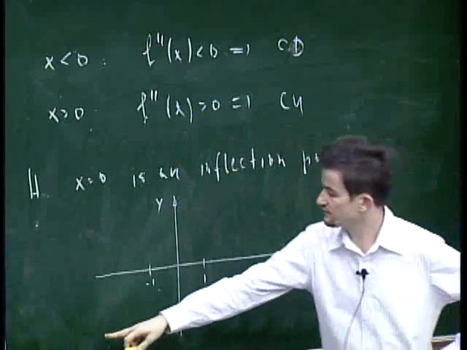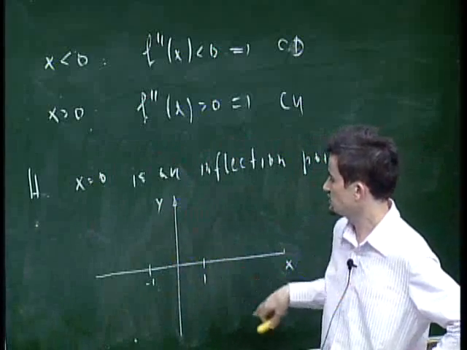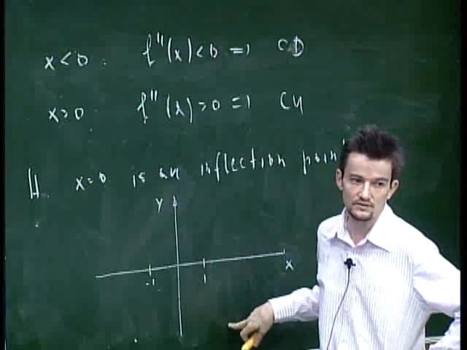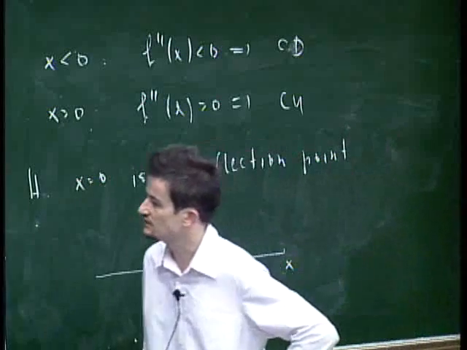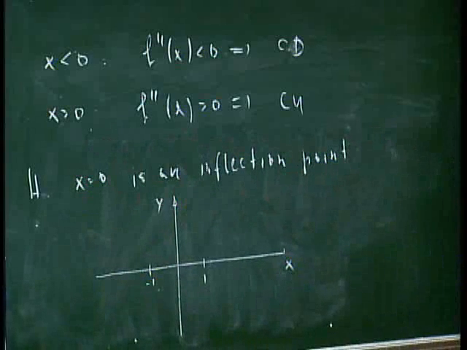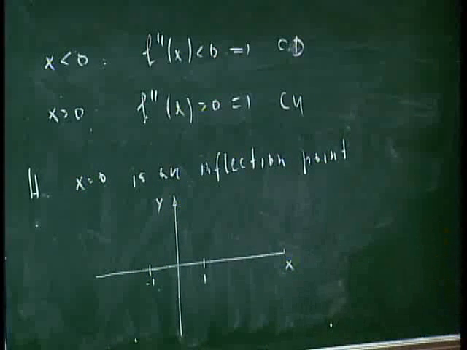And we know that here the function is increasing, and here the function is decreasing. Okay, and we know that the function changes at x equal to 0 the concavity behavior from being concave downward to concave upward. As you see from this information, this will be enough in order to plot the graph.